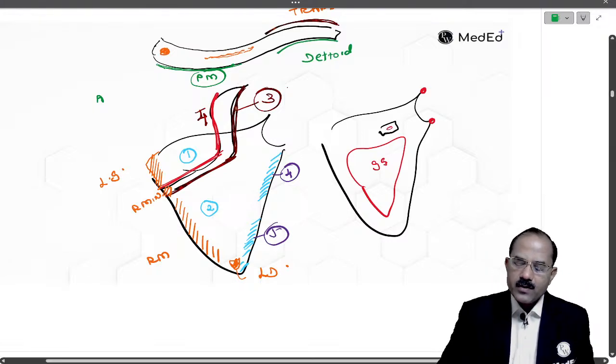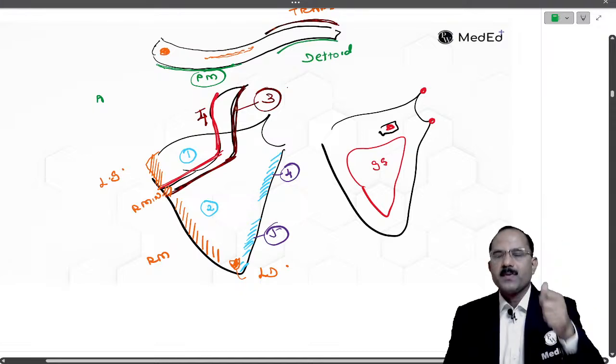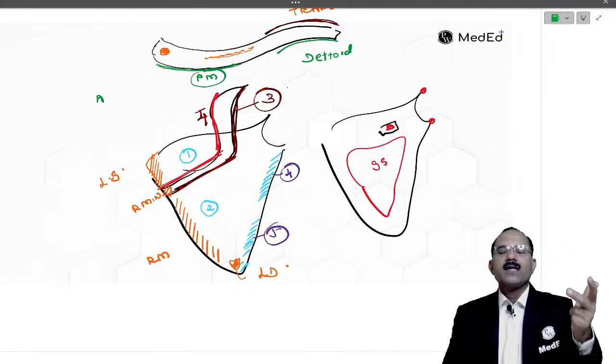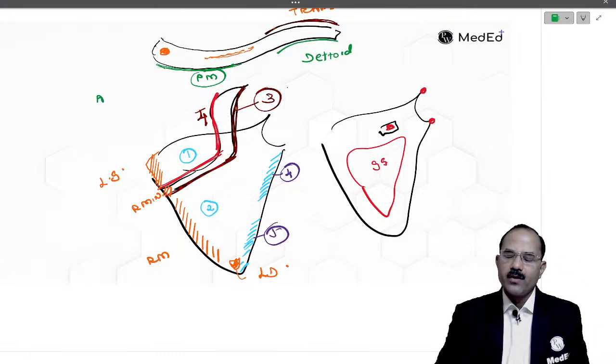The muscles attached to the coracoid process are two muscles. One is the coracobrachialis, and the second one is the short head of biceps. Coracobrachialis and the short head of biceps.